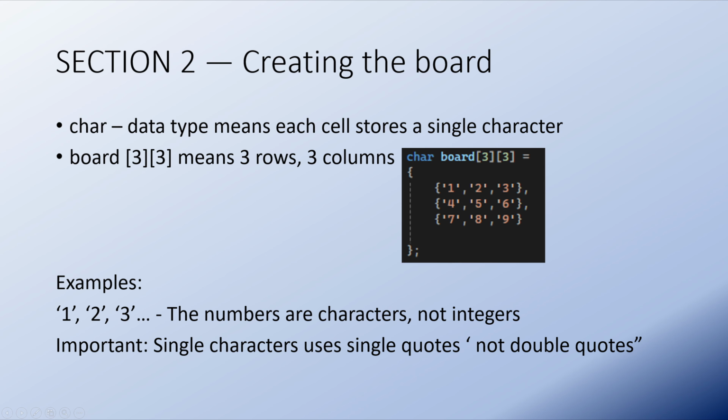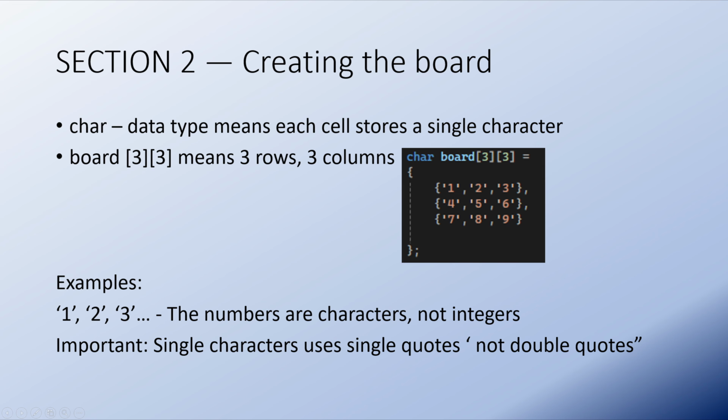Next, we name our array board and follow it with two sets of square brackets containing the numbers 3 and 3. This means we are creating a two-dimensional grid with exactly 3 rows and 3 columns, mirroring a real tic-tac-toe layout. Inside the curly braces, we initialize our board with the placeholders 1 through 9.